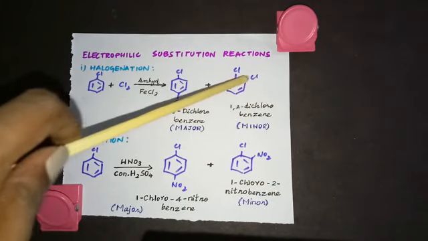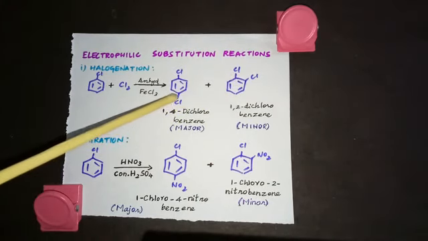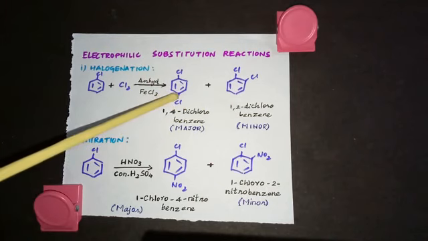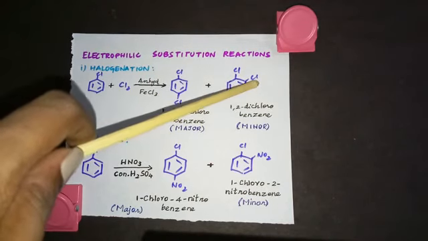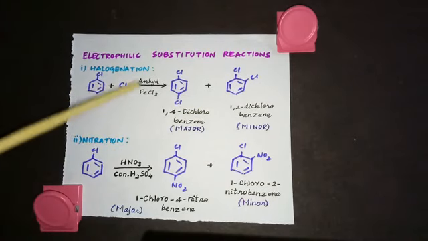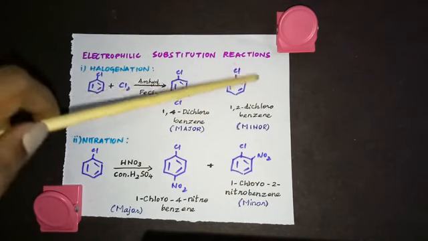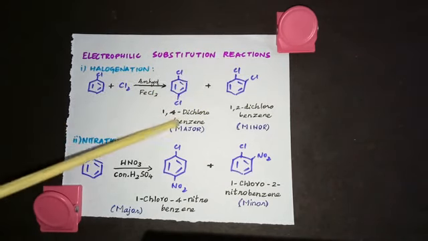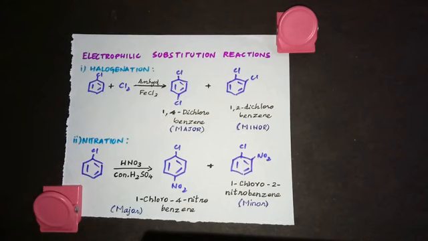para and ortho. Here chlorine is substituted at the para position. Here the chlorine is substituted at the ortho position. From where are you getting this chlorine? From this electrophile. So this is 1,4-dichlorobenzene. This is 1,2-dichlorobenzene. So para is the major product and ortho substituted product is the minor product.